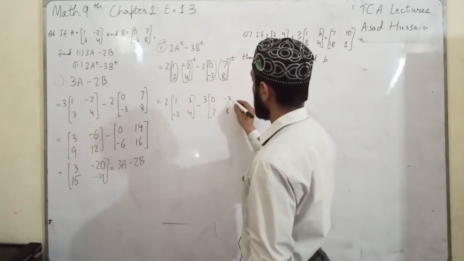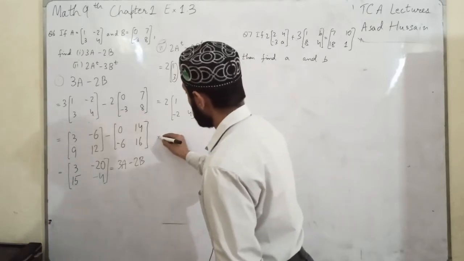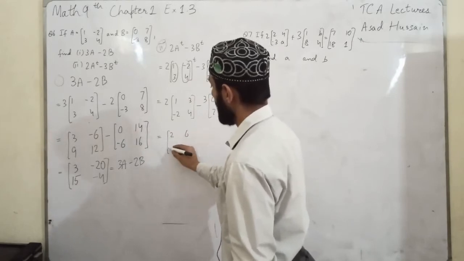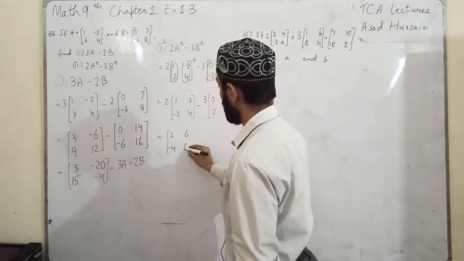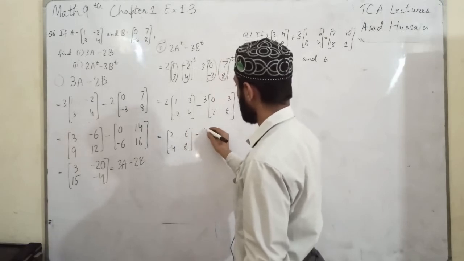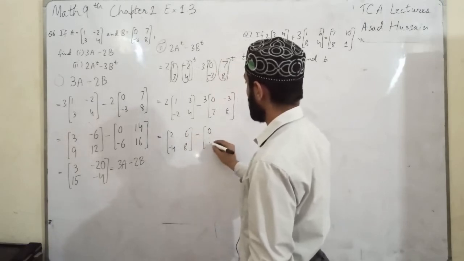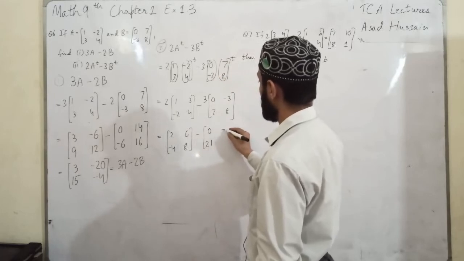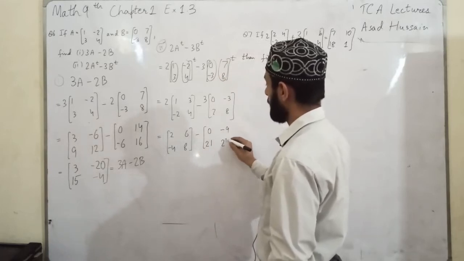we get 7, 8. Now multiplying the real numbers, we get 2 into 1, 2; 2 into 3, 6; 2 into negative 2, negative 4; 2 into 4, 8. Negative 3 into 0, 0; 3 into 7, 21; 3 into negative 3, negative 9; 3 into 8, 24.